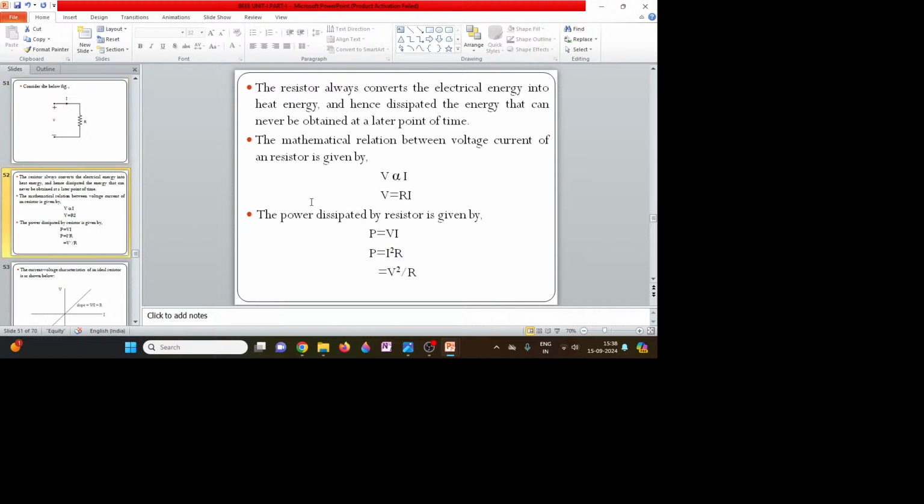According to Ohm's law, the voltage given to the circuit will always be proportional to the current. Since the voltage is proportional to current, if you remove the proportionality, it can be replaced by a proportionality constant. Here the proportionality constant is R. R is nothing but resistance. Now if you want to calculate the energy dissipated by the resistor in the form of heat, the actual formula is I square into R into T. But in an electrical circuit, power is calculated in terms of voltage and current.